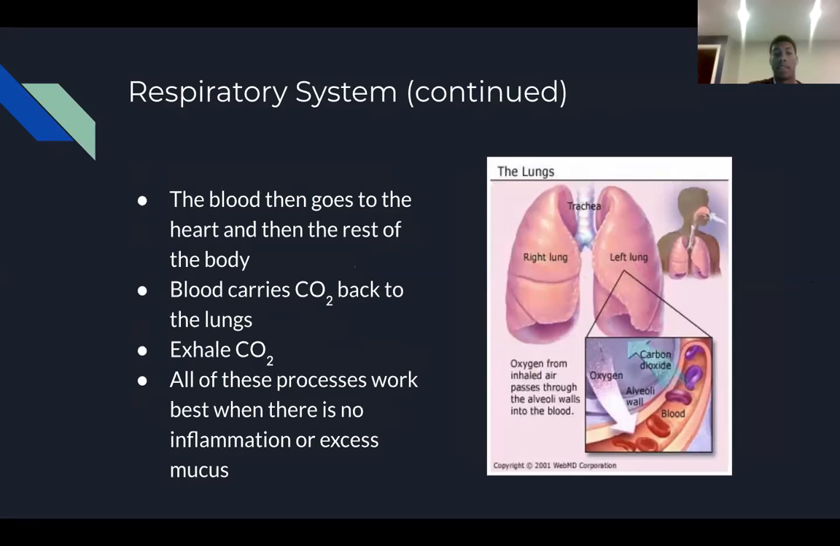Back to the respiratory system, this oxygen-filled blood goes to the left side of your heart, where it's then pumped out to the rest of your body. Any CO2, which is one of the body's waste products that enters the bloodstream from the body, is taken to the lungs, where it crosses back into the alveoli and switches places with the oxygen. And this is what we exhale out. Obviously, all these processes work best if there's no extra inflammation or excess mucus in your lungs.